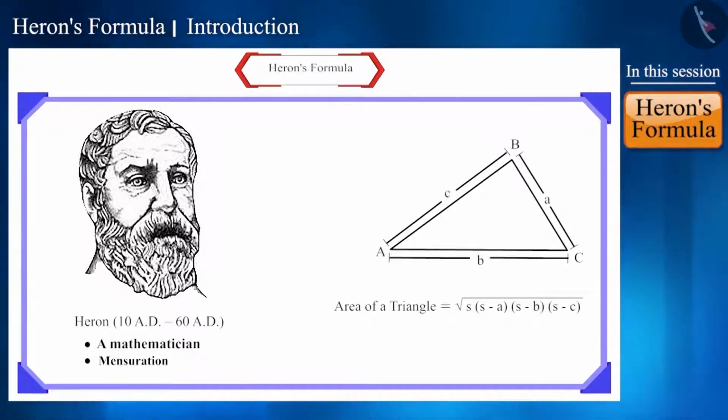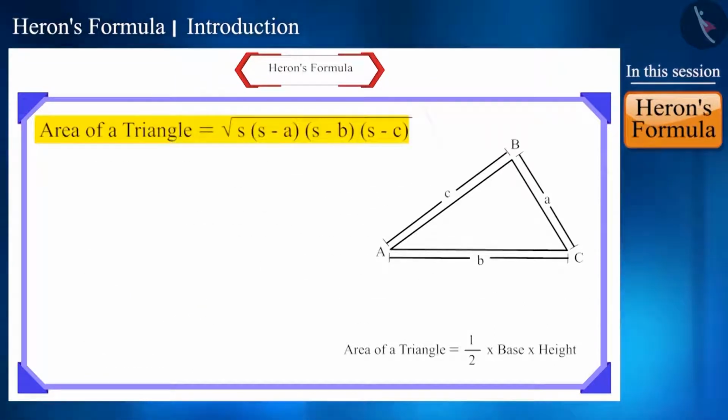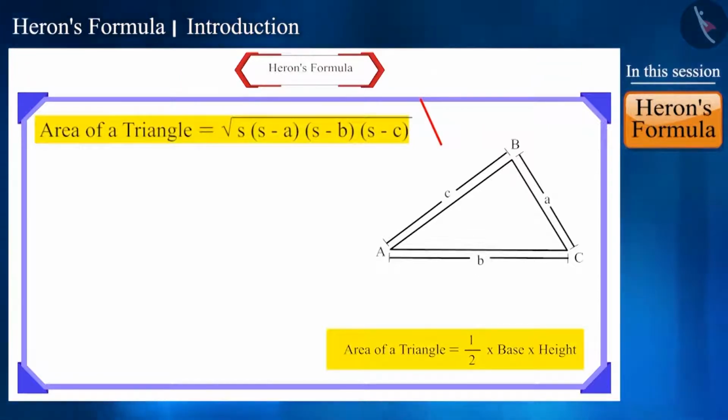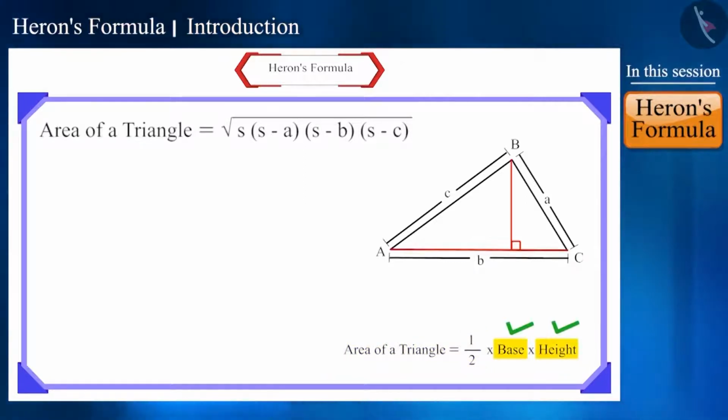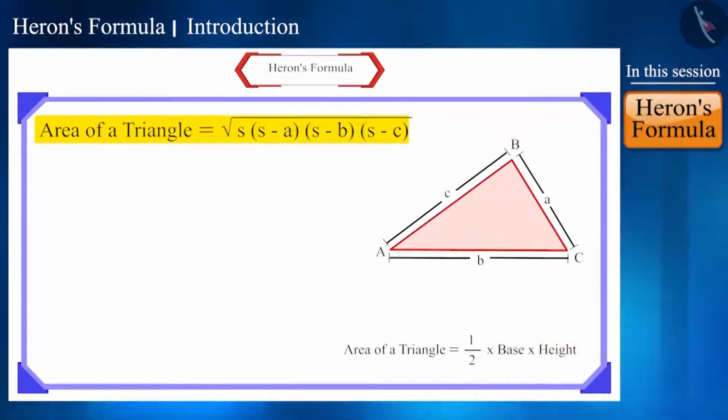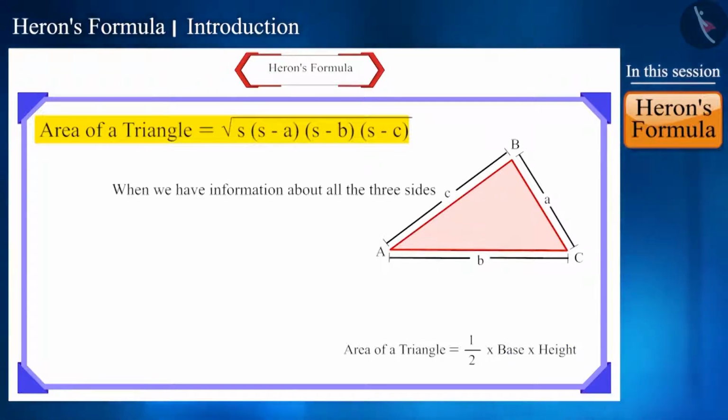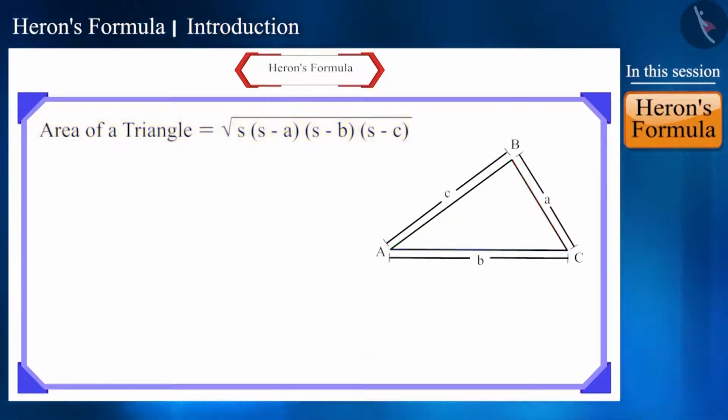You must be wondering that if we already have the formula to calculate the area of a triangle, which is area equals half into base into height, then what is the need for this new formula? Well friends, the difference is that the formula half into base into height can only be used when we have information about both the base and the height of the triangle. Whereas, we can use Heron's formula to find the area of a triangle when we have information about all three sides of a triangle.